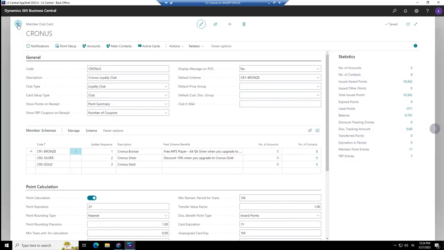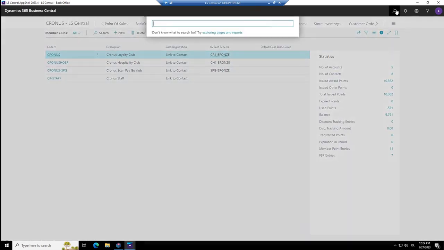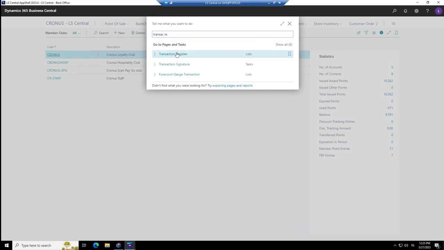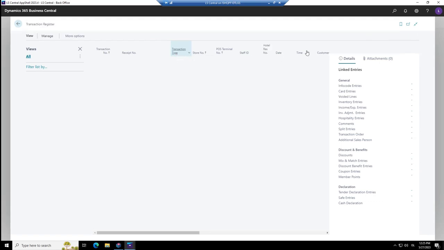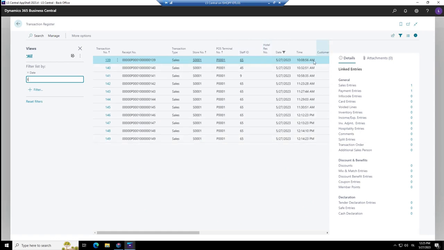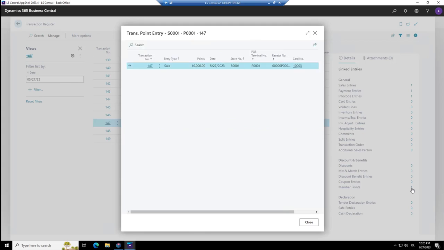And if you look into, remember something we used previously, that was transaction register. If you open there, and you will filter it on the date you will be working, for example, and you will do the last time. So let's, for example, look at this one here, and look at the member points selected. Here you will see that there were some points given in this sale, and for this card.